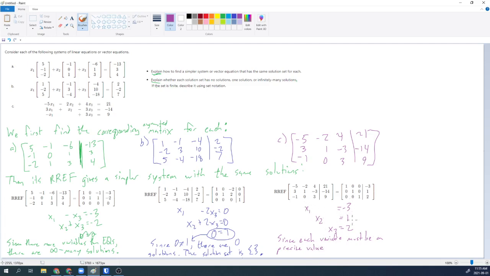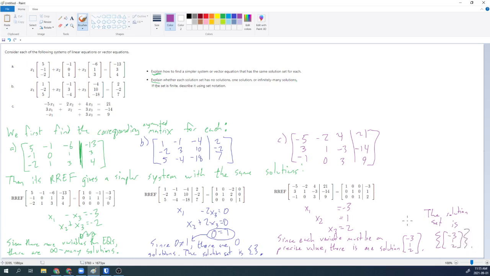X1 has to be this, X2. All right, there is one solution. In fact, its solution is the vector -3, 1, and 2. But I was told to describe the solution set using set notation. So let me make sure I include that. The solution set is a set containing that one vector, -3, 1, and 2.